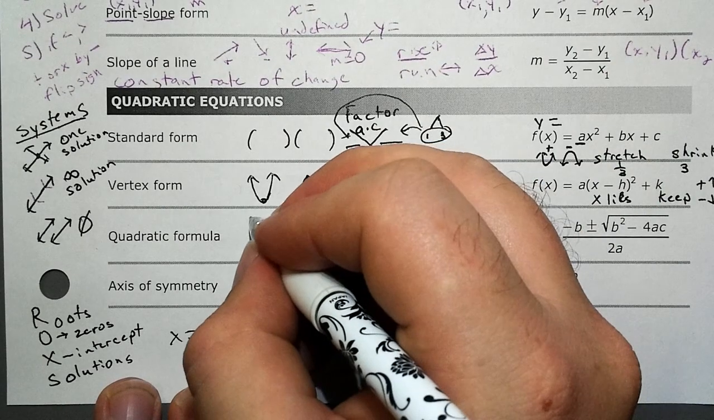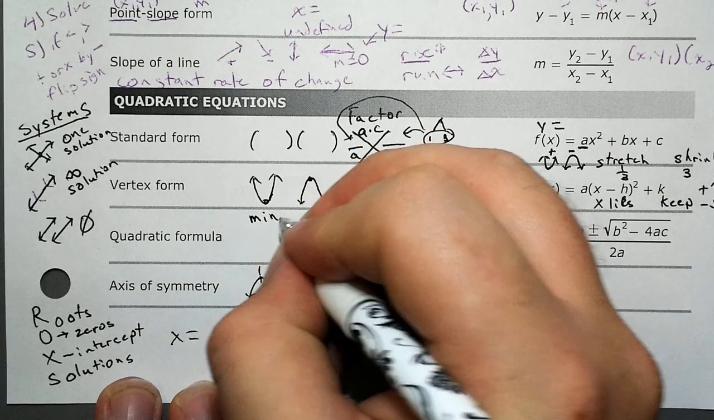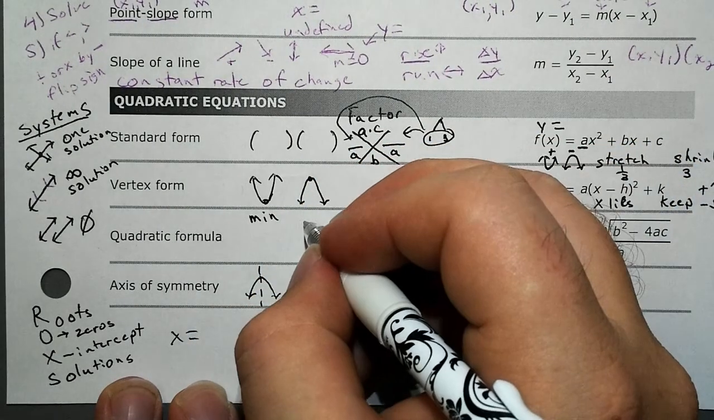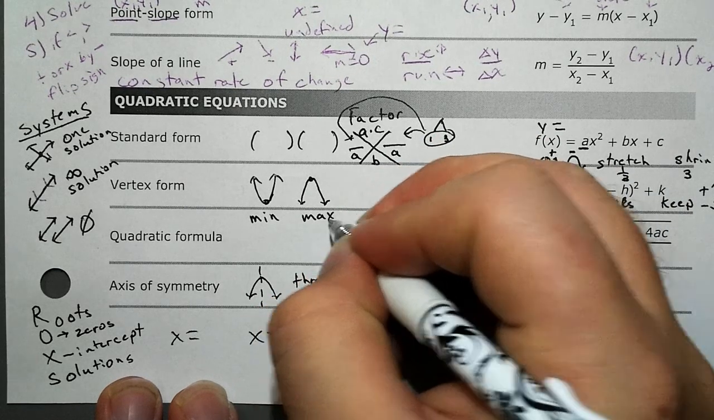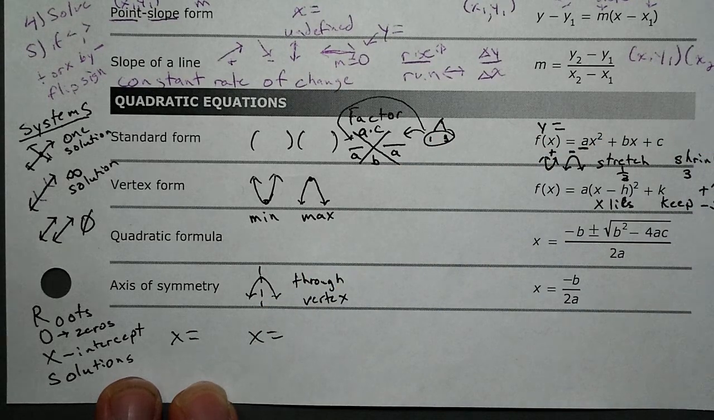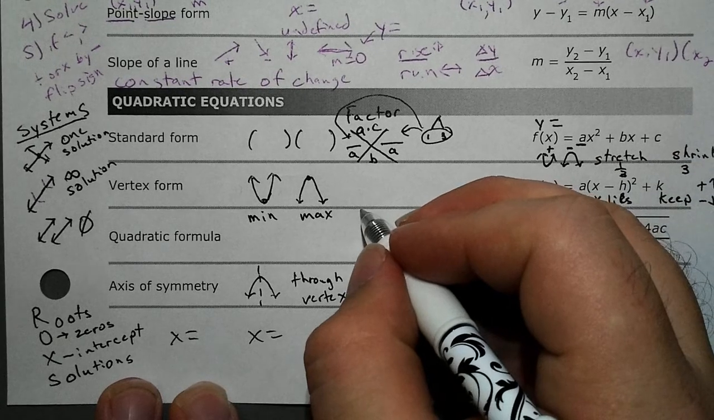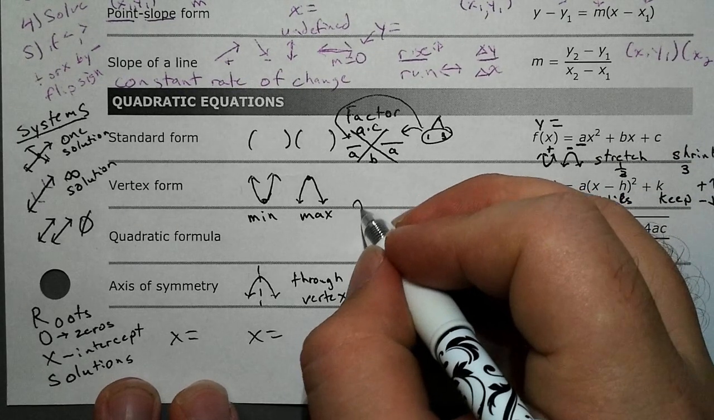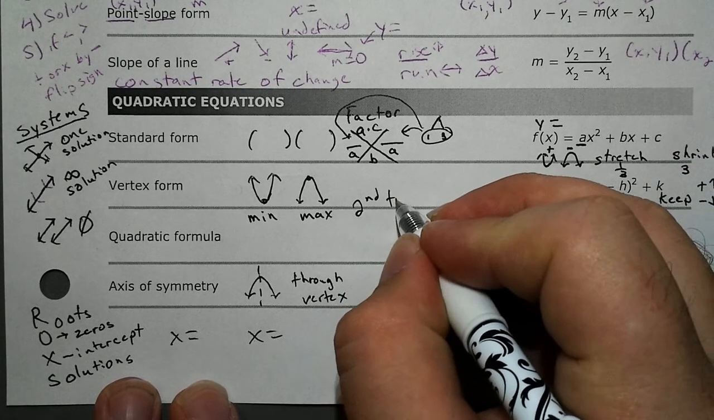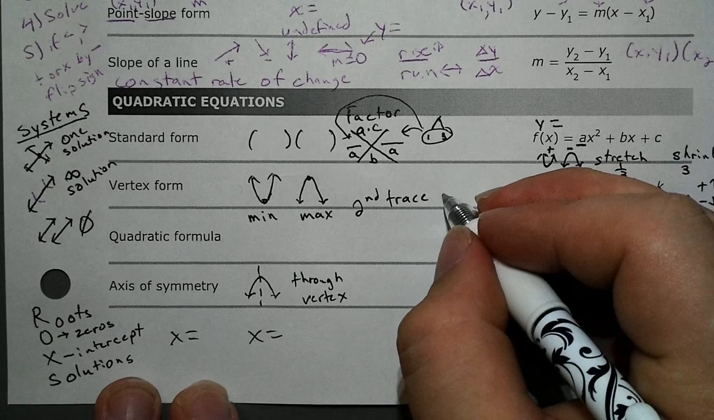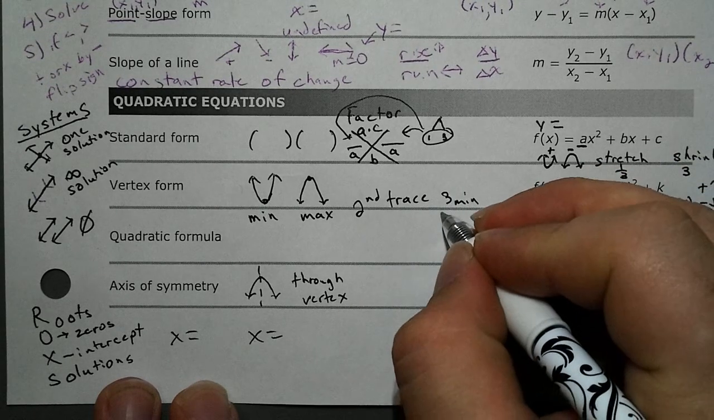Whenever it's opening up, this is a minimum. Whenever it opens down, the vertex is at a maximum. And how do you find that on your calculator? You go second, trace, and 3 is your minimum, and 4 is your maximum.